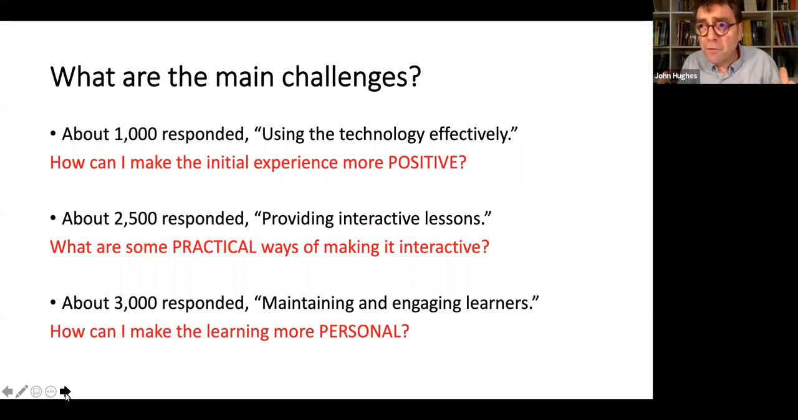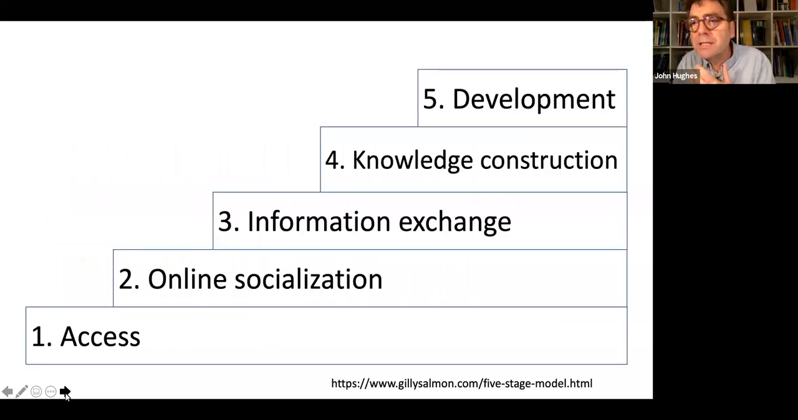It's quite a straightforward model. It's not revolutionary, but it provides a nice scaffold if you want to think about online learning, and it responds to the three challenges on the screen. Let's take a look. The model comes from somebody called Gilly Salmon, whose website is at the bottom, and I'll also reference her at the end. And she was one of the first people to attempt to define what makes successful online learning. She wrote a book about 20 years ago, and it's been reprinted.